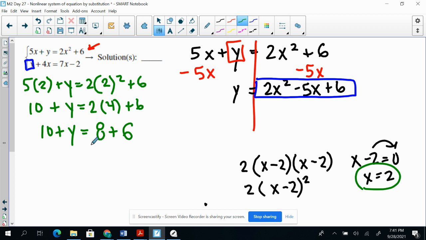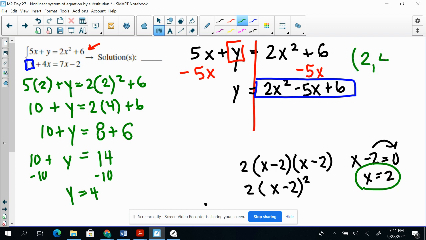So 2 times 4 is 8. I'm going to clean up this side. 8 and 6 is going to give me 14. I need to get y by itself, so I'm going to subtract 10 from both sides. So y is going to be 4. So in our first equation, when x is 2, y is going to be 4.